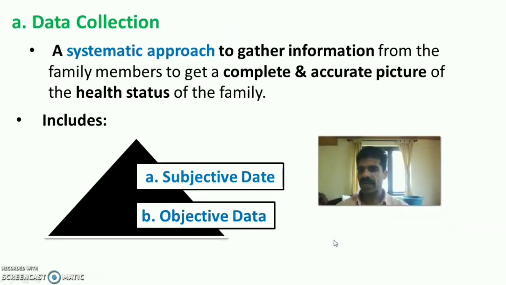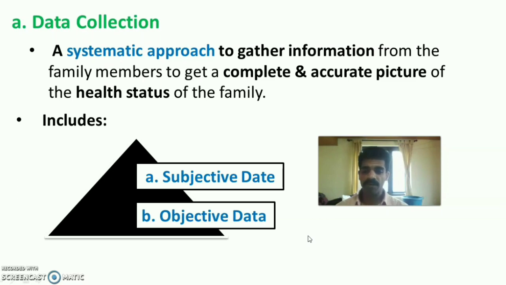So the first step is data collection. Data collection is a systematic approach to collect information from the family members to get a complete and accurate picture of the health status, health problems or health needs of the family members, which includes subjective data and objective data.